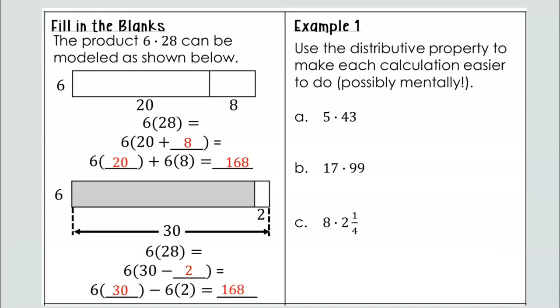Use the distributive property to make each calculation easier to do. So for this one, we would split the 43 apart into 40 plus 3. And when we then multiply 5 times each piece, 5 times 40, 5 times 3, and add your answers together. 17 times 99. Well, this is one where I would take 17 times 100 minus 17 times 1, and that would give us 1683.